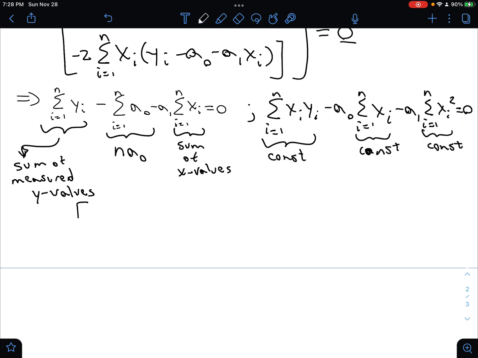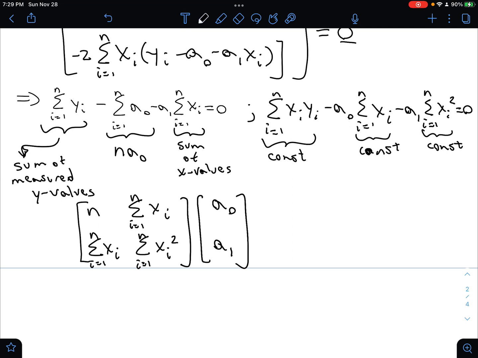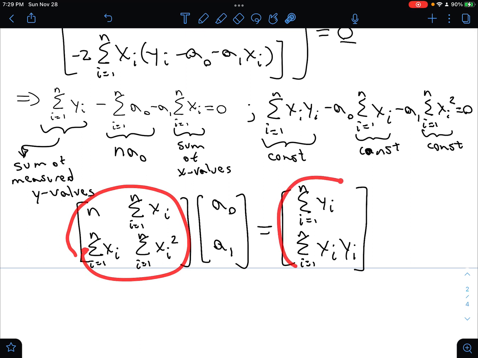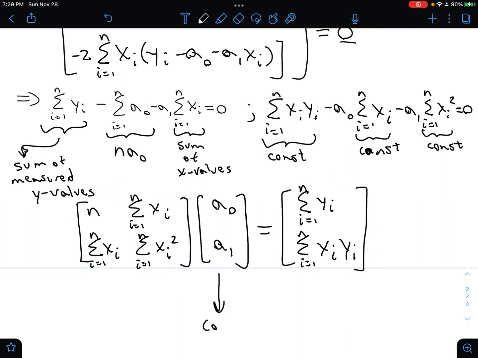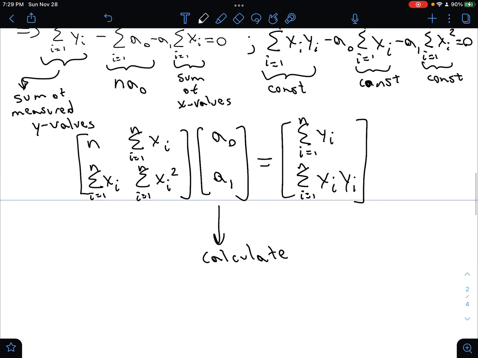So to put this into matrix form, we have n, sum of x sub i, and this is the sum. These are what we're trying to calculate, and this is the sum of y sub i and the product of x and y. So this is a matrix. This is a matrix of quantities we can calculate, and this is a column of quantities we can calculate, right? So we just need to solve this to calculate the best fit line.